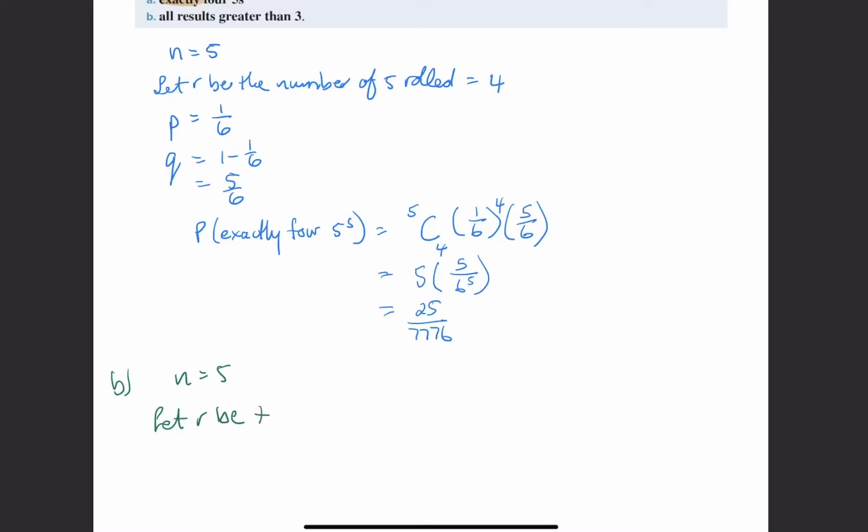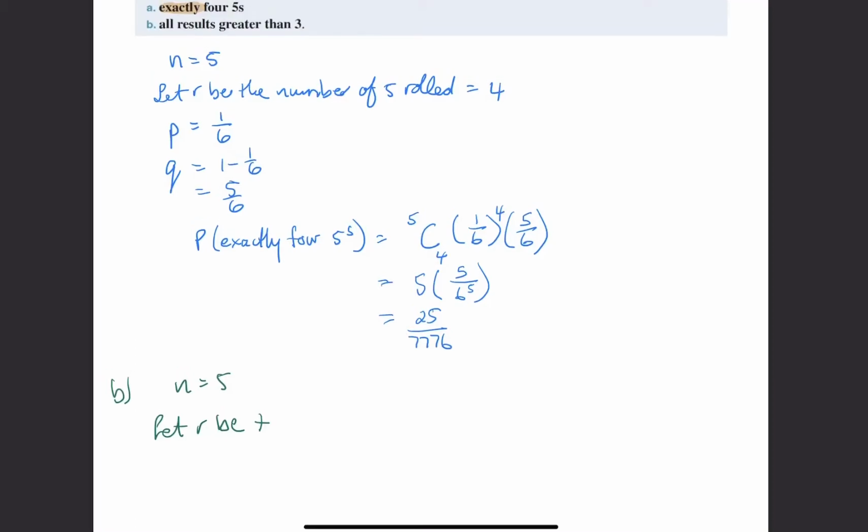the number of 5s. I don't have to rewrite that. I'm going to say just all results greater than 3. So R needs to be 5, because it needs to be 5 rolls in a row that are greater than 3.